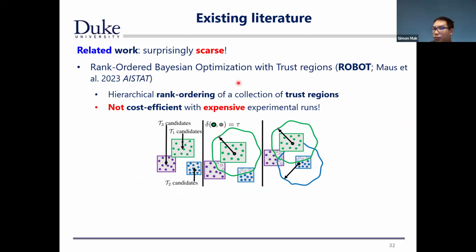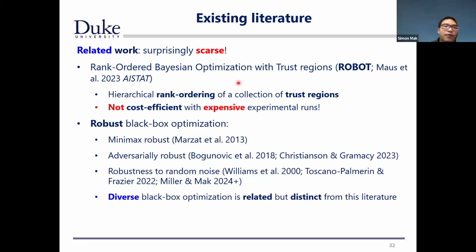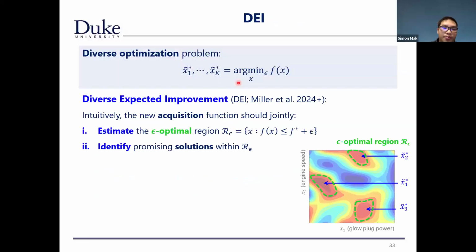And I would say in this particular realm, there's been not a lot of work on this. There's been a recent work in AI stats which talks about rank ordered Bayesian optimization with trust regions, called ROBOT for short. It uses a bunch of fancy techniques on trust region and rank ordering, but we found that when we applied this, it really doesn't work too well in our regime where we have very limited samples from our simulator. I'll talk a little bit about this later. There's also other aspects related to robust black box optimization, but it's not exactly the same. It's quite distinct from this diverse optimization problem. We'll compare with this later.